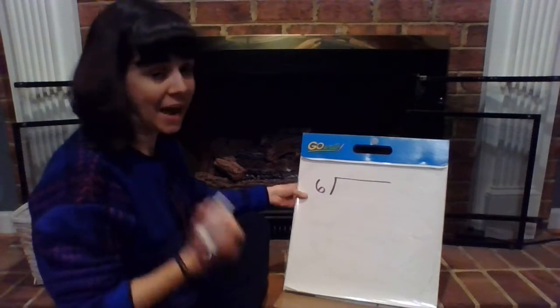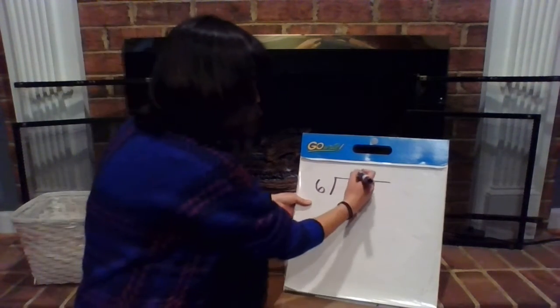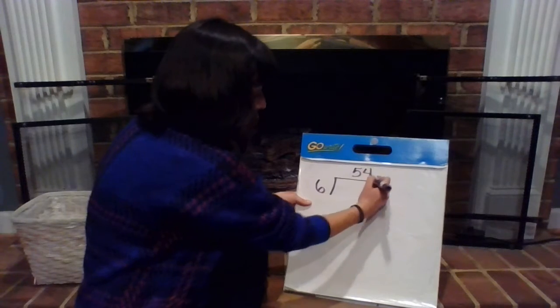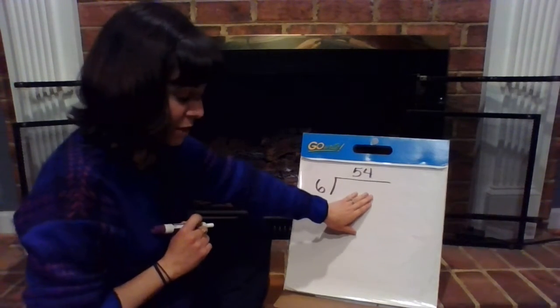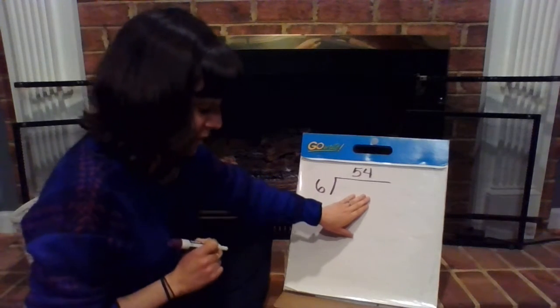The quotient is the answer that I get when dividing. So the quotient is 54. It's going to go right here. And I'm looking for the value of this mystery number. So basically, I'm looking for the dividend.